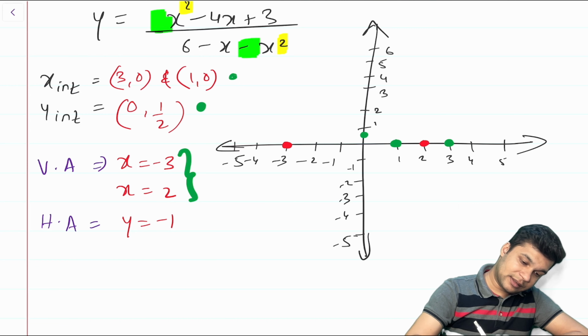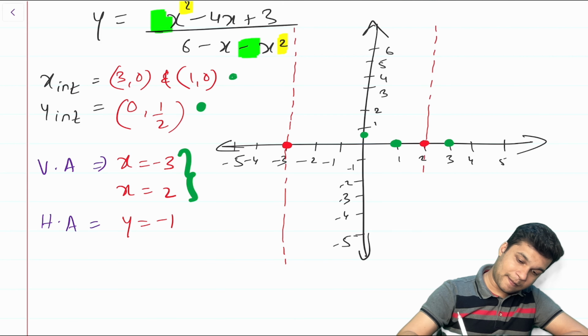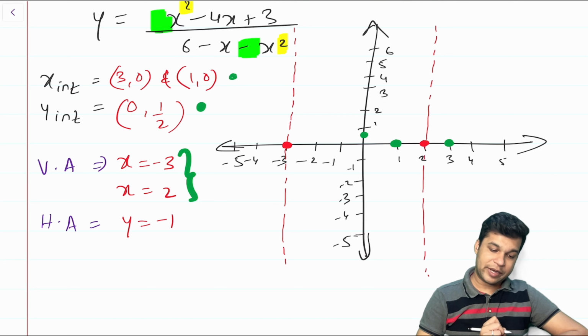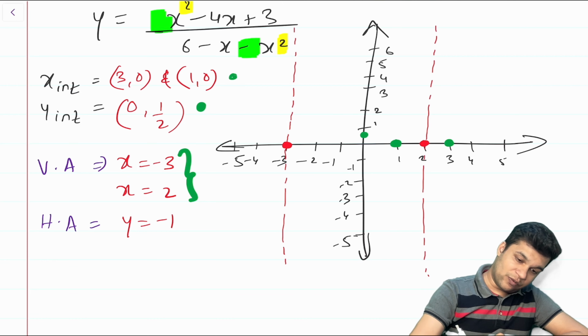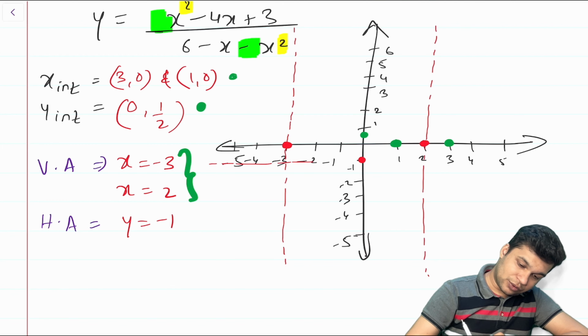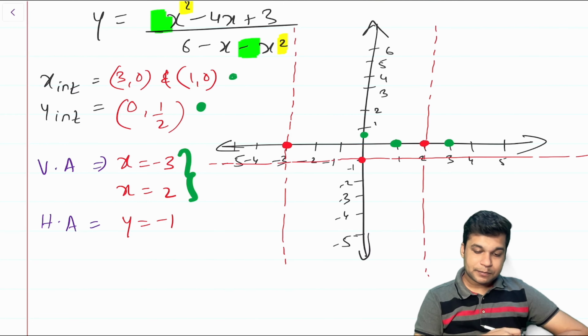And let us draw the thing. You have a horizontal asymptote at y equal to negative 1. So y equal to negative 1 will be here. Let us draw a line there also. So something like this.